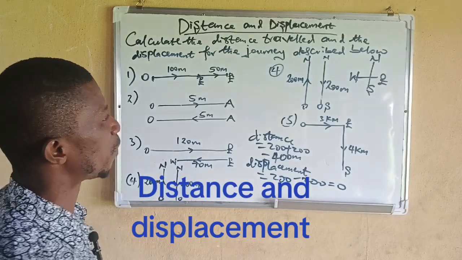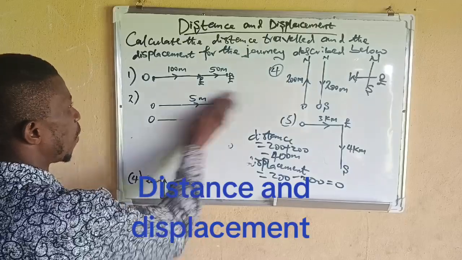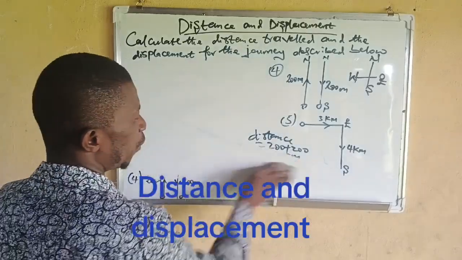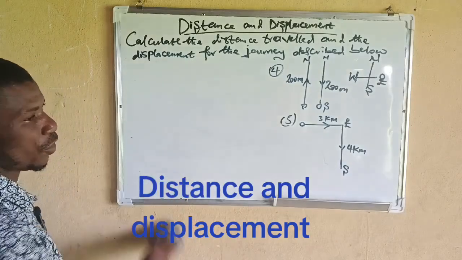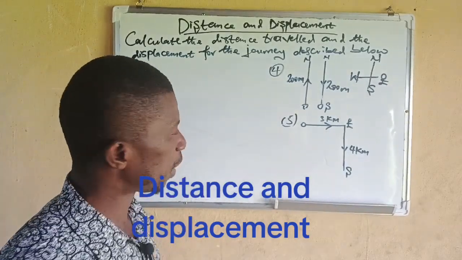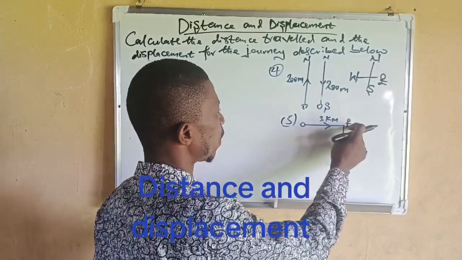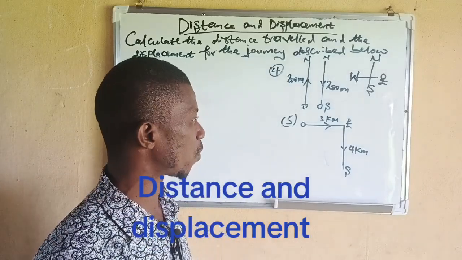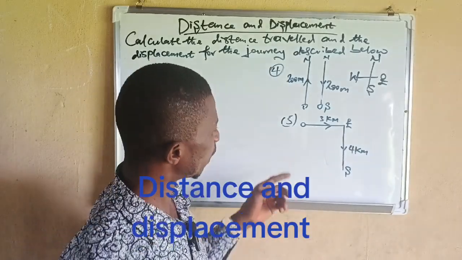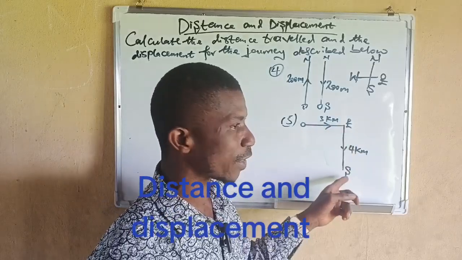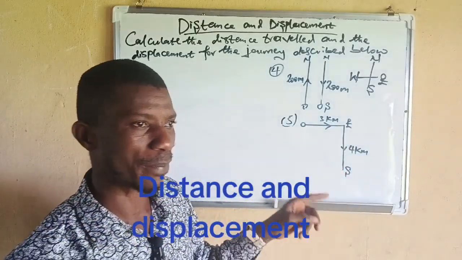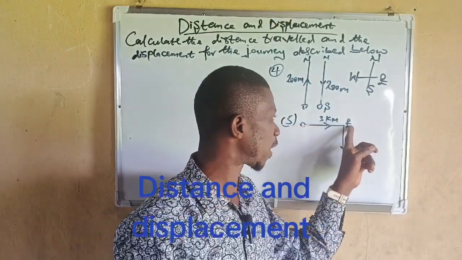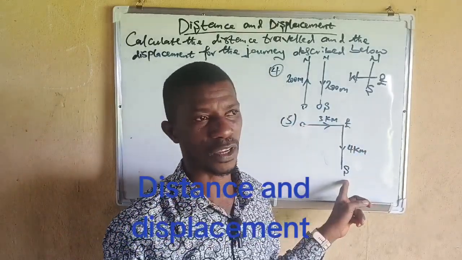Let us discuss the 5th one. That is the final one. The 5th one is this. You have a journey. A body moves from this point to this point towards the east and then moves towards the what? South. What is the distance? The distance is the total distance covered, the total length covered by the body. That means 3 kilometers plus 4 kilometers.